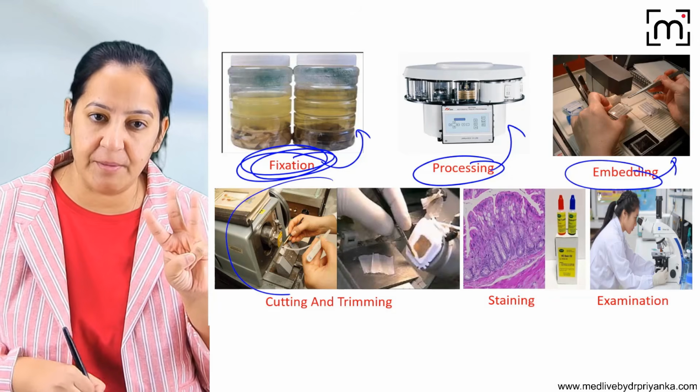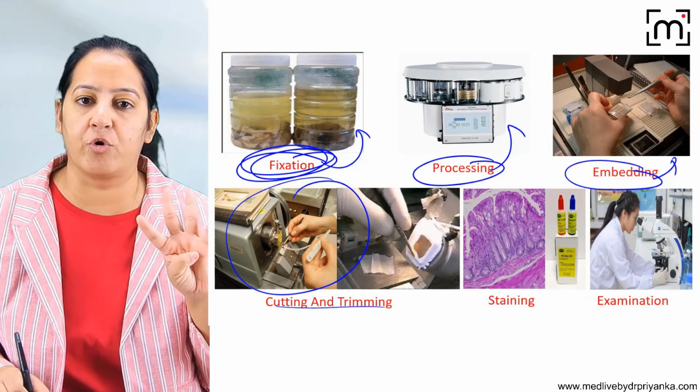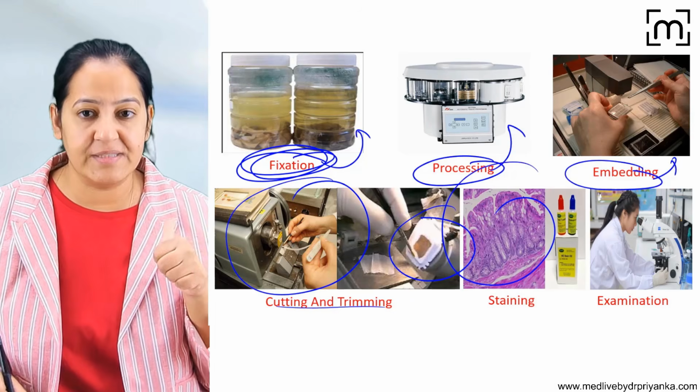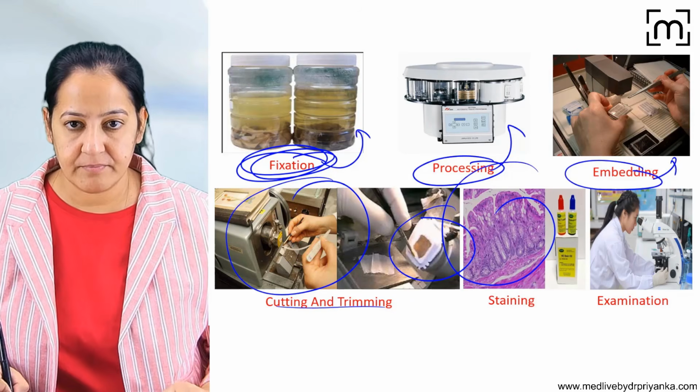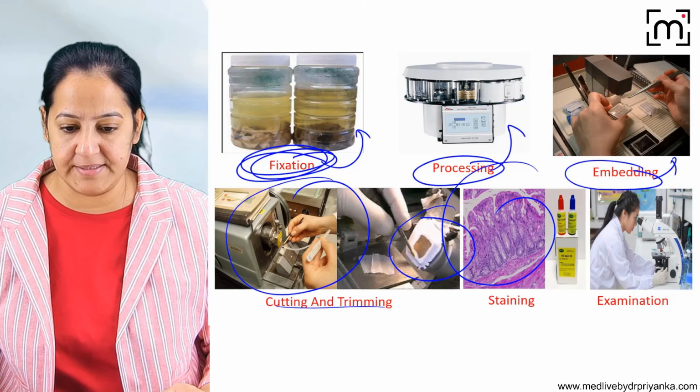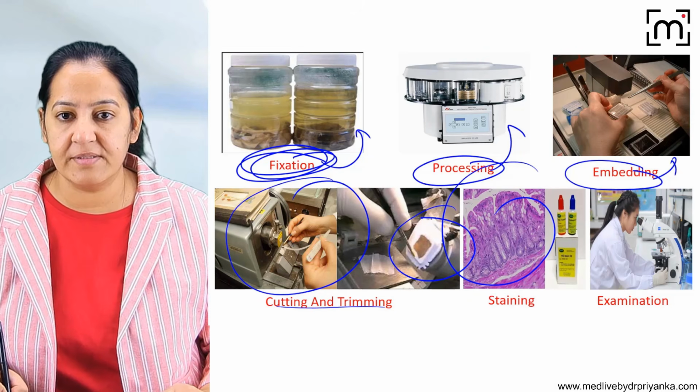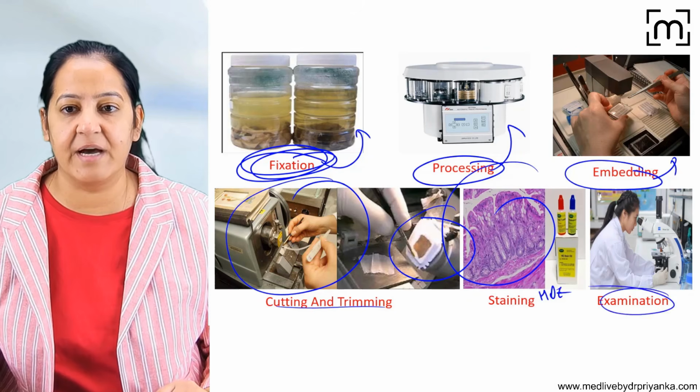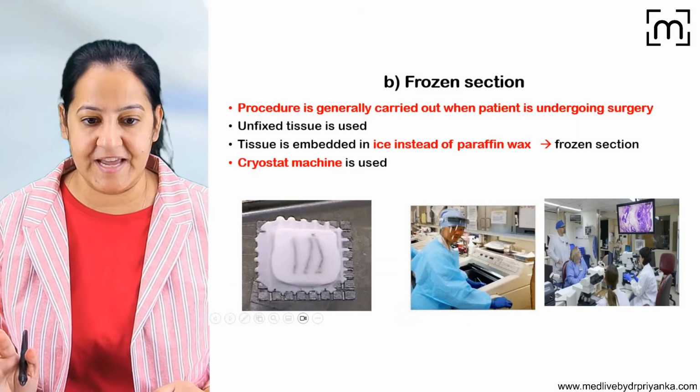After that, we will fix it in the microtome and do the cutting and trimming in the microtome. You can see cutting and trimming. Then we do the staining. Staining is done with H&E. You can see. Just a second. We are doing the staining with H&E. And finally, we are examining under the microscope. So please see the 6 steps. We are done with that.